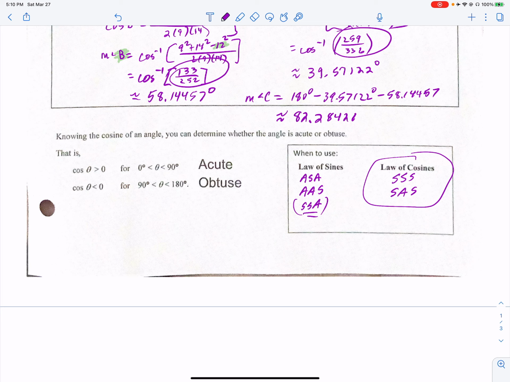All right, and then knowing the cosine of an angle, you can determine whether an angle is acute or obtuse, because cosine is positive if the angle is acute, but cosine is negative if it's obtuse. And so as you work some of these law of cosines, you might end up getting a cosine of an angle that comes out negative. You know that's got to be an obtuse angle.